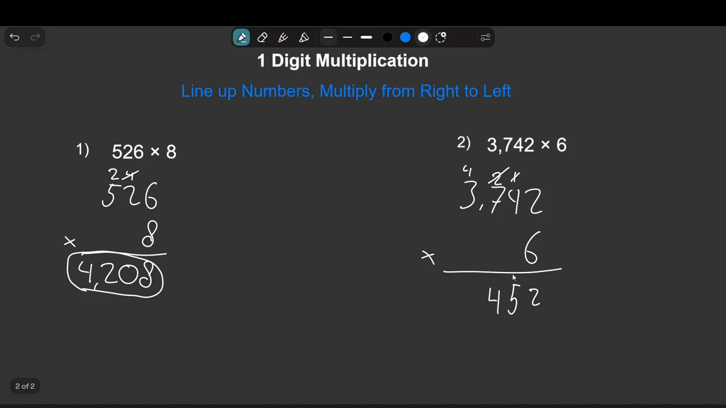So now we have 6 times 3. 6 times 3 equals 18. We have to add the 4 to the 18. 18 plus 4 equals 22. And as you guys can see, we don't have anything to the left. This is our final multiplication, so we can just write the 22 as it is, and we will have our final answer of 22,452.